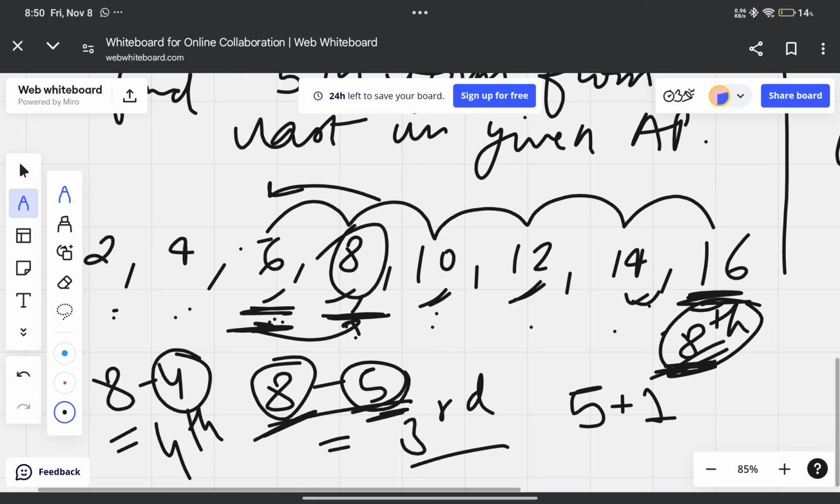Because when you have crossed 5 terms, in that case you have not counted the first term. So in that case you just have to count this also. Then you realize you have reached the 6th term, so you take one step behind.